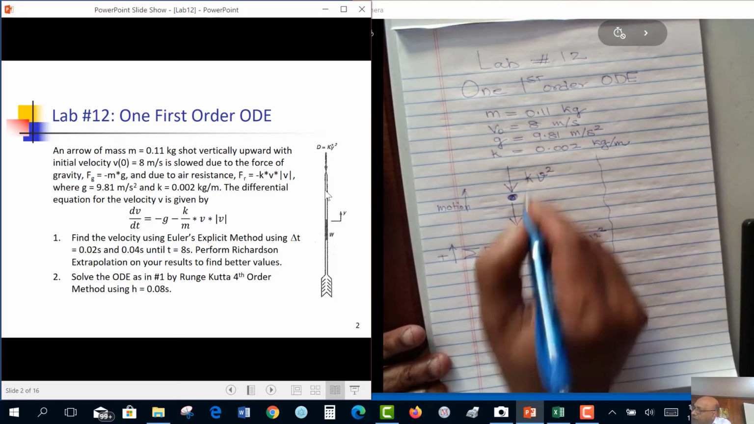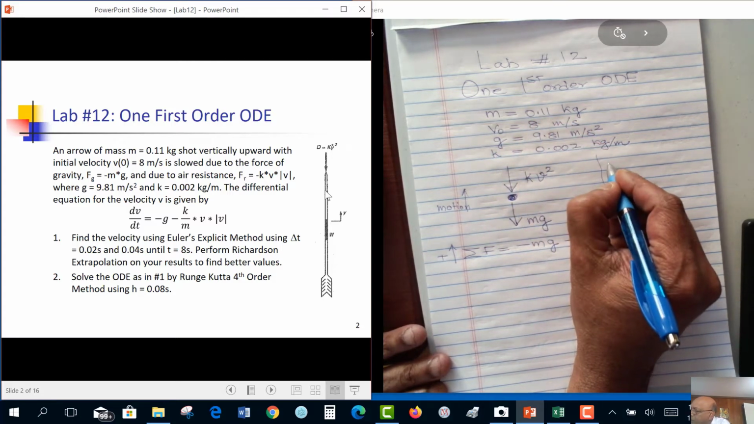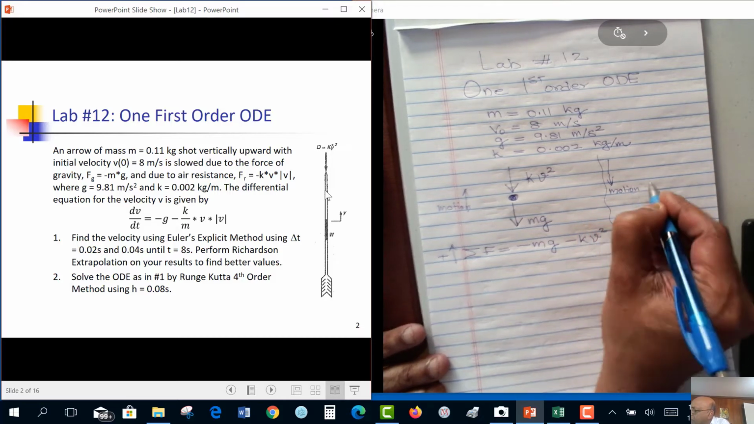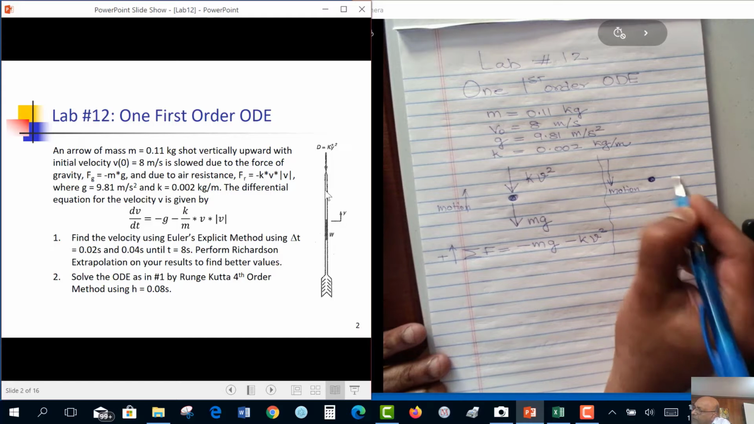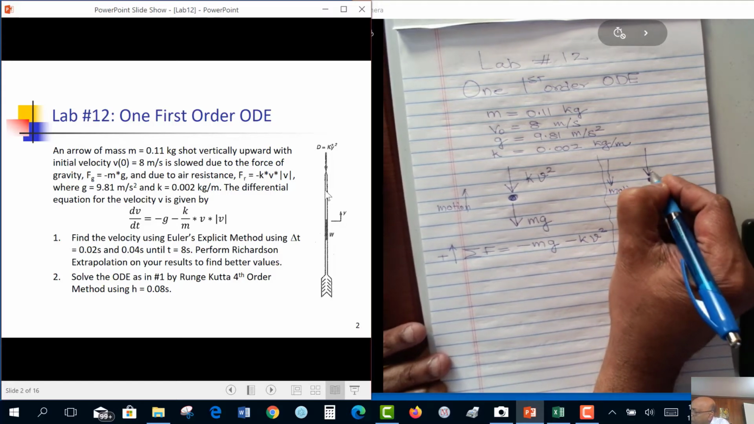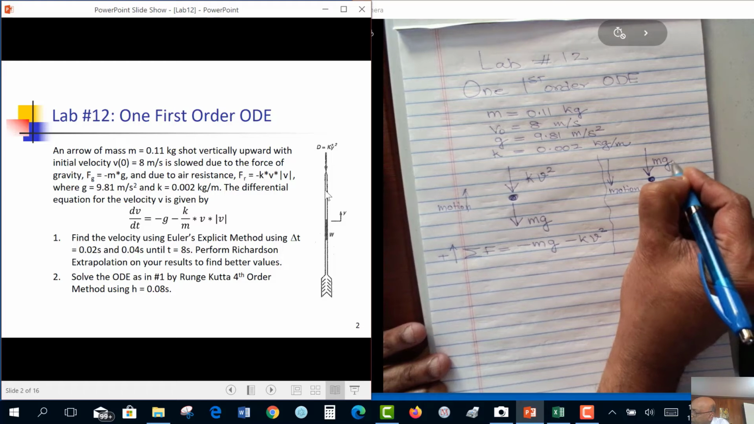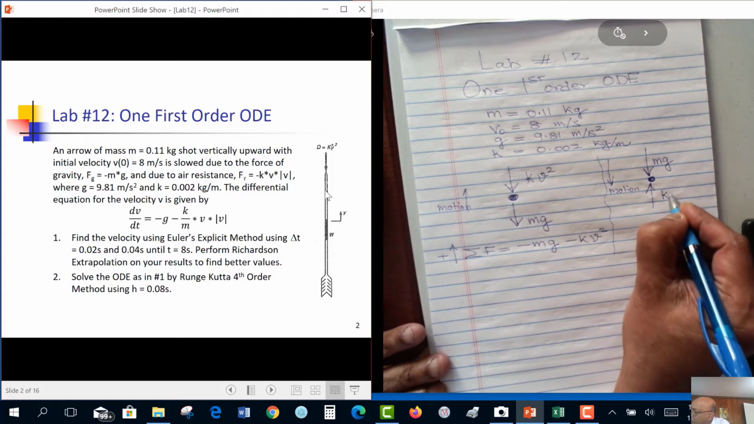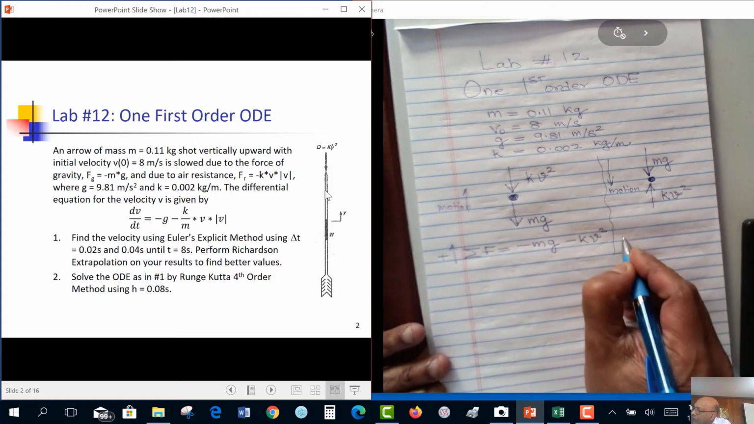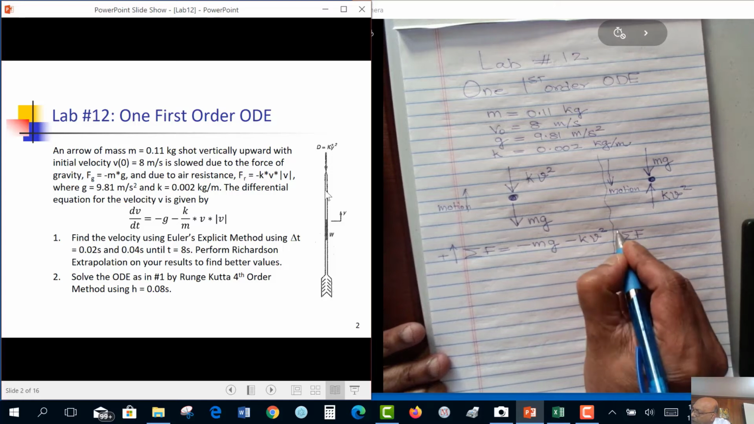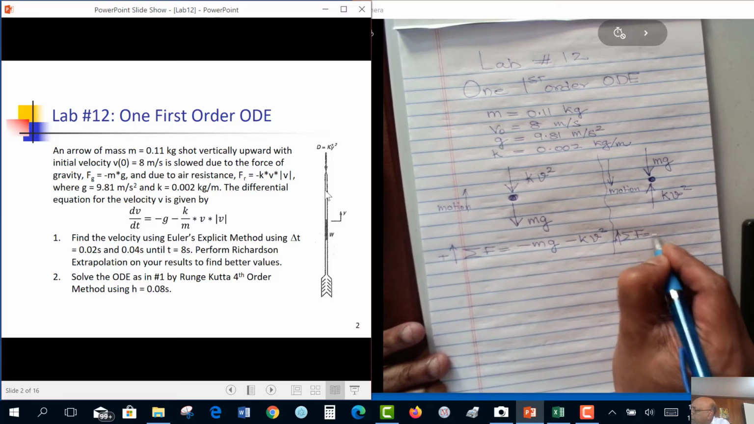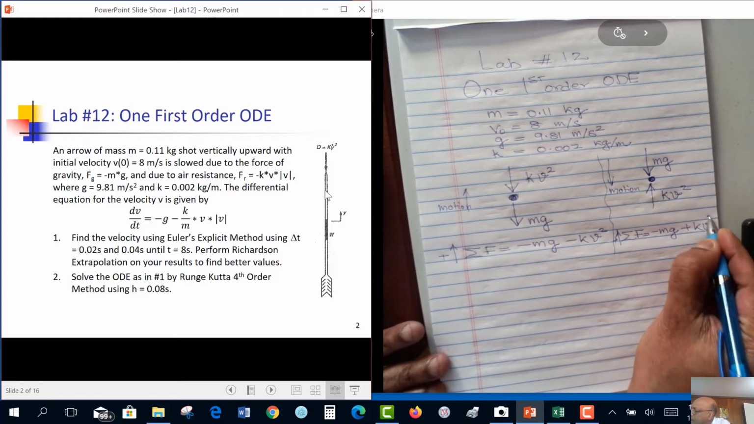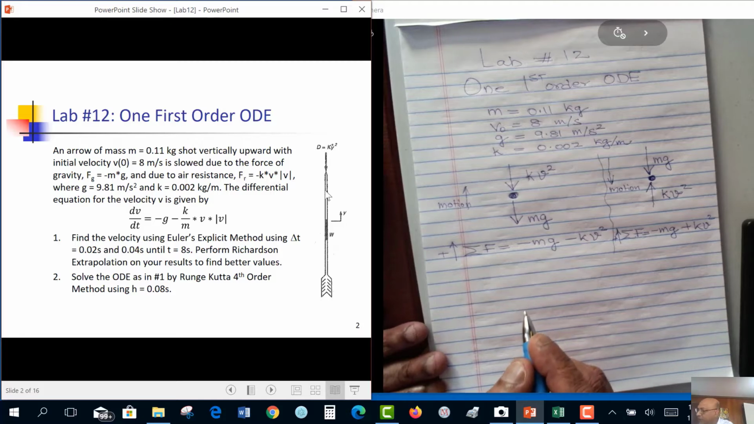Now consider when the arrow reaches the top and starts falling down. Now the motion is downward. If we draw its free body diagram, we have, of course, the weight force, mg. And now our air resistance would be opposite to the motion, kv squared. So when we write the sum of force equation upward, we still have minus mg, but now our air resistance force changes sign to positive kv squared.